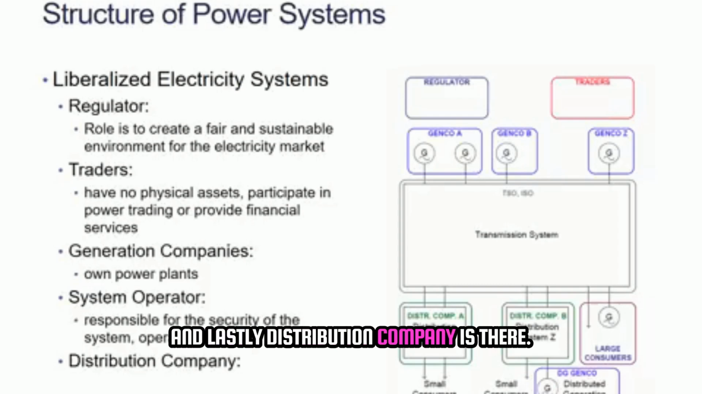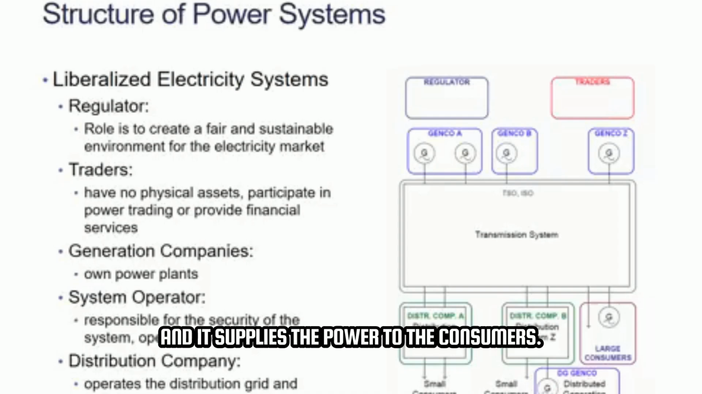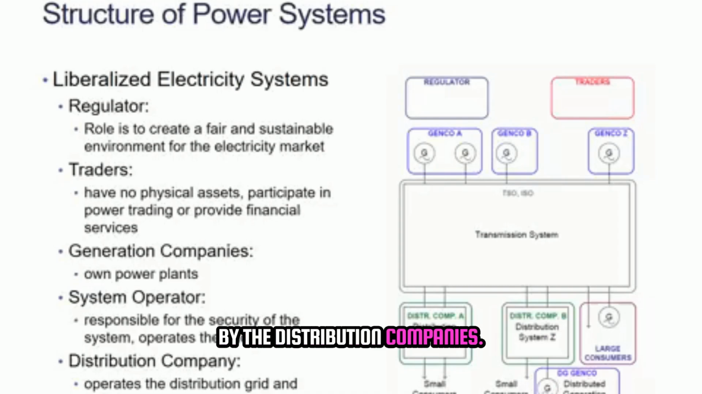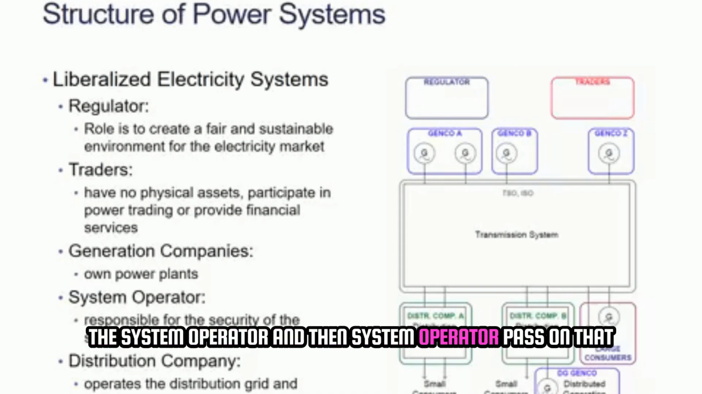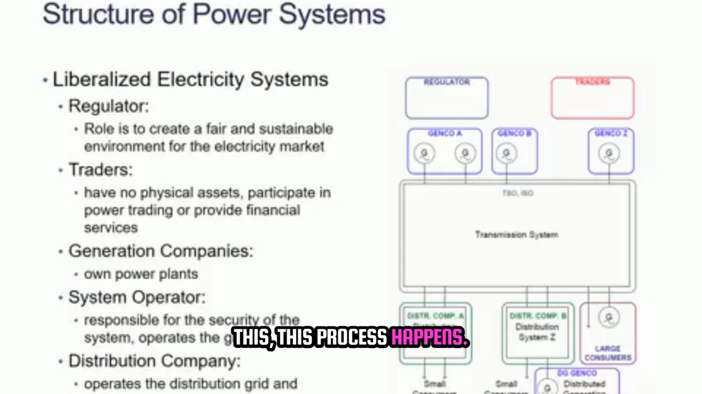And lastly, the distribution company is there. This is very simple. Everybody knows that it operates the distribution grid, and it supplies the power to the consumers. And the role of the distribution company is mostly to collect the electricity charges or the electricity bills. All the collection is done by the distribution companies, and then these distribution companies pass on the money to the system operator, and then the system operator passes on that money to the generators for their generation. So this is the way this process generally happens.